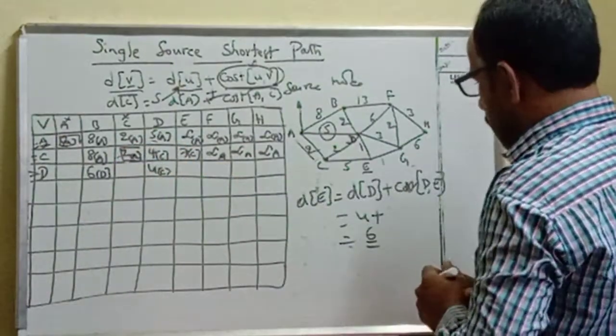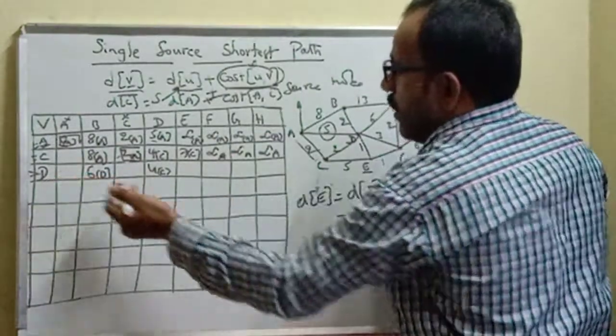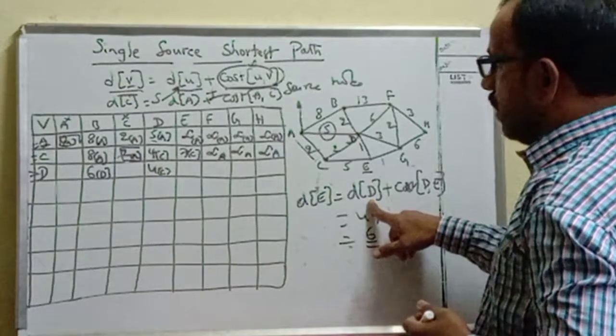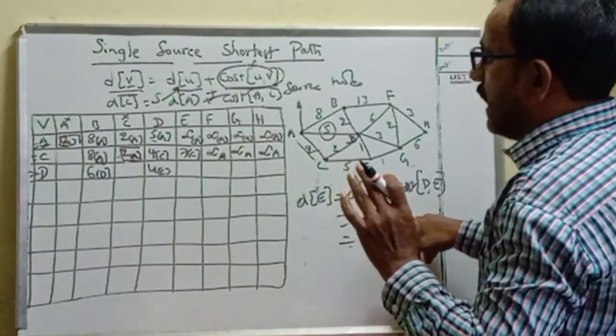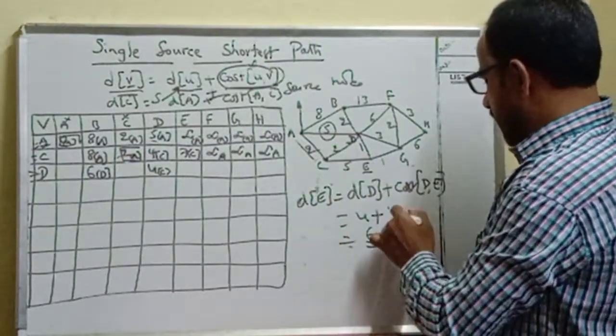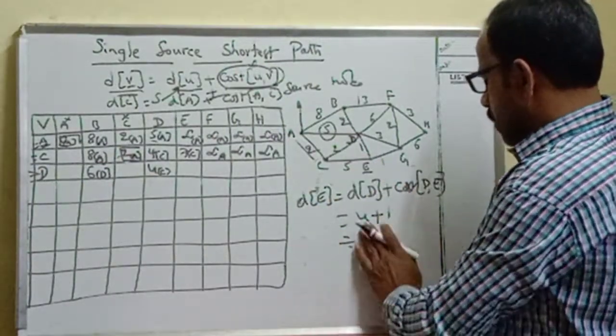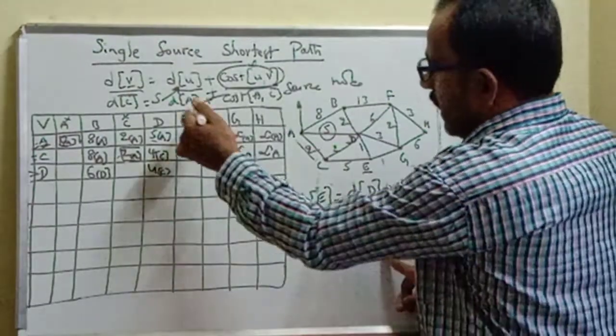Okay. Now, what is D of E now? D of E is the distance from the source node up to the intermediate node, plus the direct edge between D and E, if there is one; only then consider it, otherwise put infinite here. But there is a direct edge between D and E, that is 1 unit. Then the total cost we get is 5. Then immediately compare this 5 with the earlier cost.